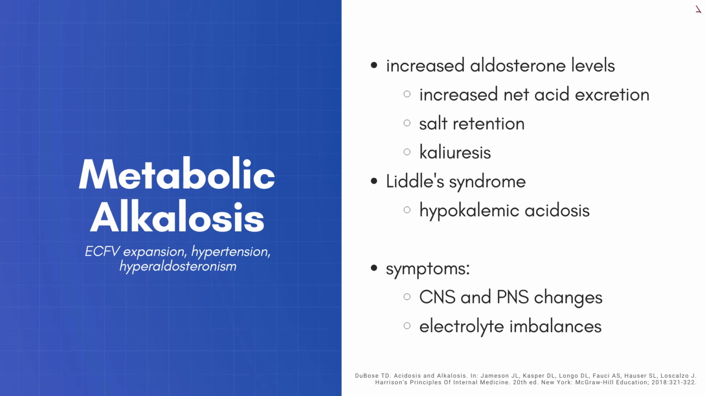enhanced potassium excretion. Also in Liddle syndrome, which is an inherited gain-of-function mutation of genes that regulate the collecting duct sodium channels and can cause hypokalemic alkalosis and normal aldosterone levels. Symptoms of metabolic alkalosis include CNS and PNS changes such as mental confusion, obtundation, predisposition to seizures, paresthesia, muscular cramping, tetany, and hypoxemia. Also, there is electrolyte imbalance such as hypokalemia and hypophosphatemia.